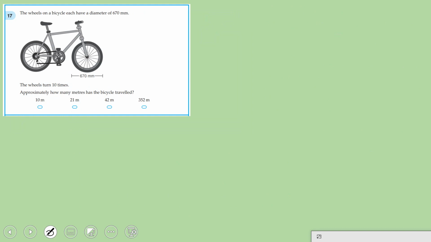The wheels on a bicycle each have a diameter of 670 millimeters. The wheels turn 10 times. How many meters has the bicycle traveled? So obviously for the wheel to have turned or done one complete revolution, it means that it must have done a whole circumference.